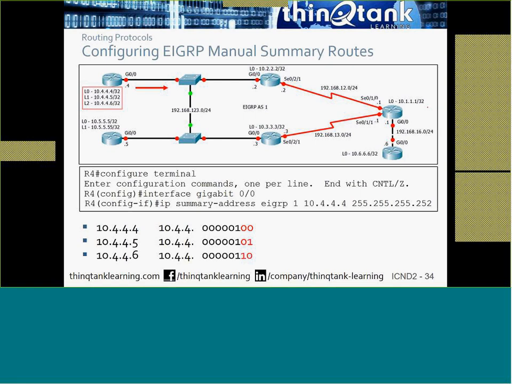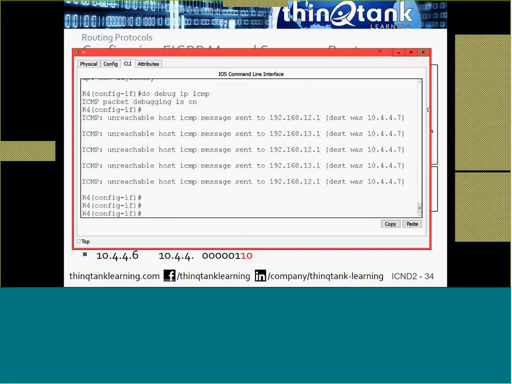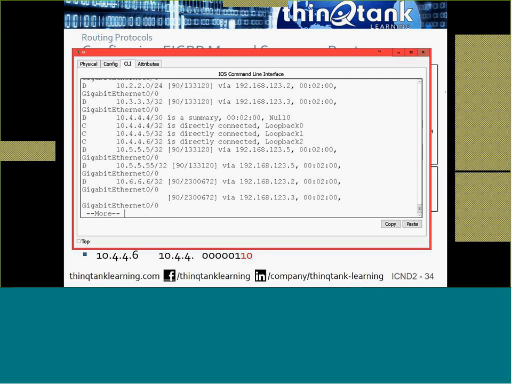And by the way, how is that traffic thrown away? We talked about this as well. The null 0 route, right? So I've created a summary on router 4, which means I should see a null 0 route in the routing table. Let's do undebug all and do show ip route. And sure enough, there is my null 0 route. So that 10.4.7.4 traffic is hitting this router, and then it's getting matched to that null 0 route and getting dropped.